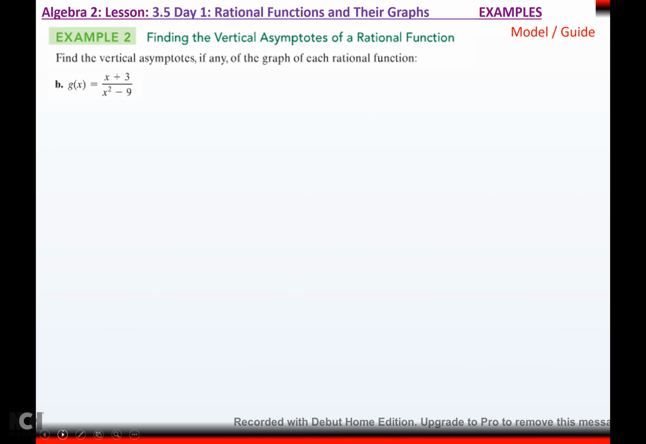Alright, so let's try this one. So we have, to find my vertical asymptotes, I set my denominator equal to 0 and I solve it. Didn't we just do this one?